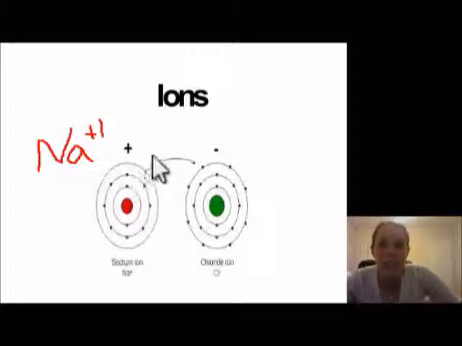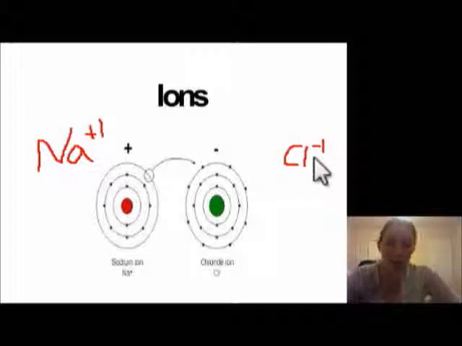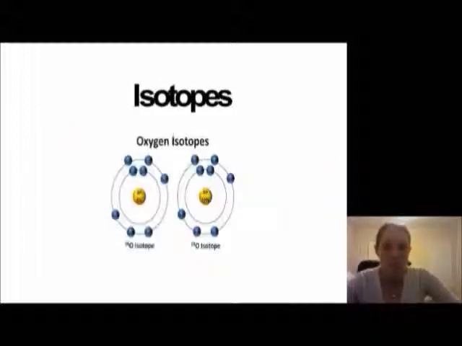The opposite is true over here for my chlorine. My chlorine is gaining 1 electron from sodium, and so when I write this out, I might write something like this, Cl minus 1. And I need to know that when I'm calculating my protons, electrons, and neutrons, that I need to add an extra electron, which may seem kind of funny since this says minus 1. But remember, electrons are negative, so if you get more of them, you become more negative. So when chlorine has 1 more electron than it has protons, it becomes minus 1.